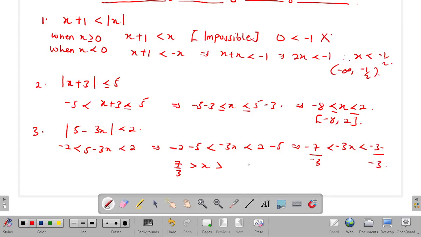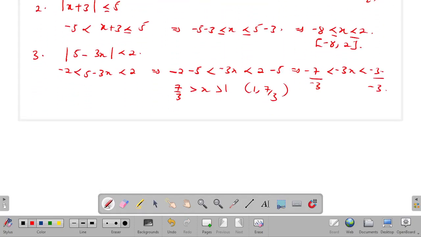So at this point I'm going to have 1, right? Good. So here you have 7 over 3 greater than x, greater than 1 as our solution. Since it is less than, you're going to have your interval 1 comma 7 over 3, right? Good. That's the answer. So what's our next problem?